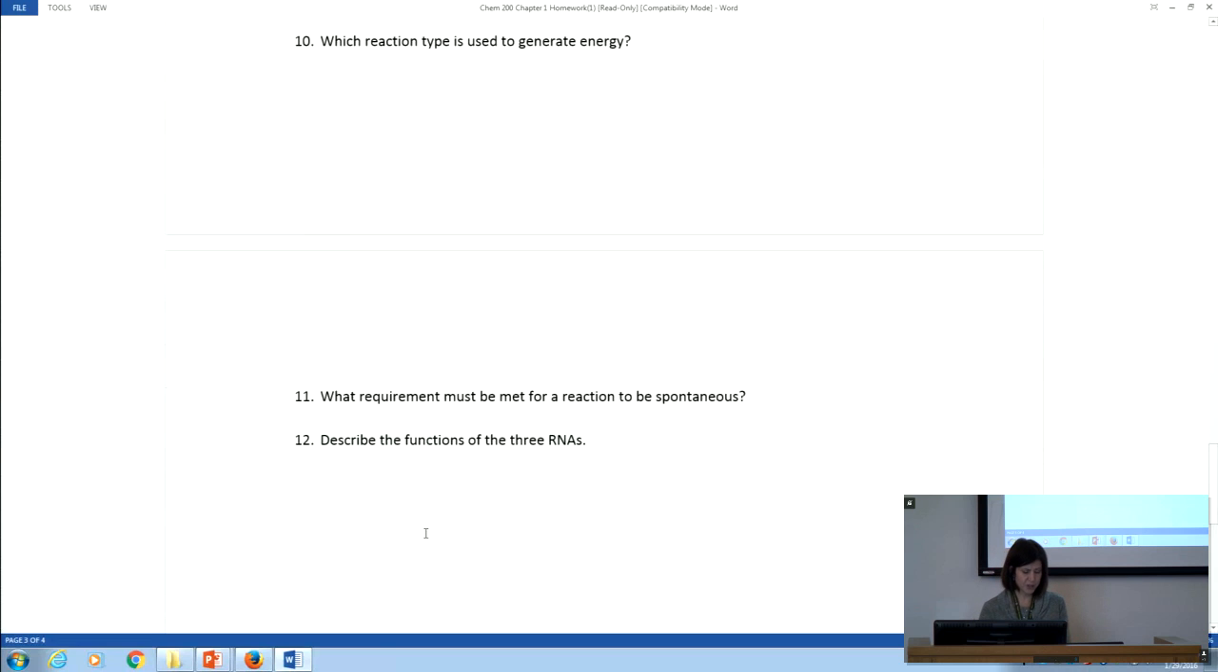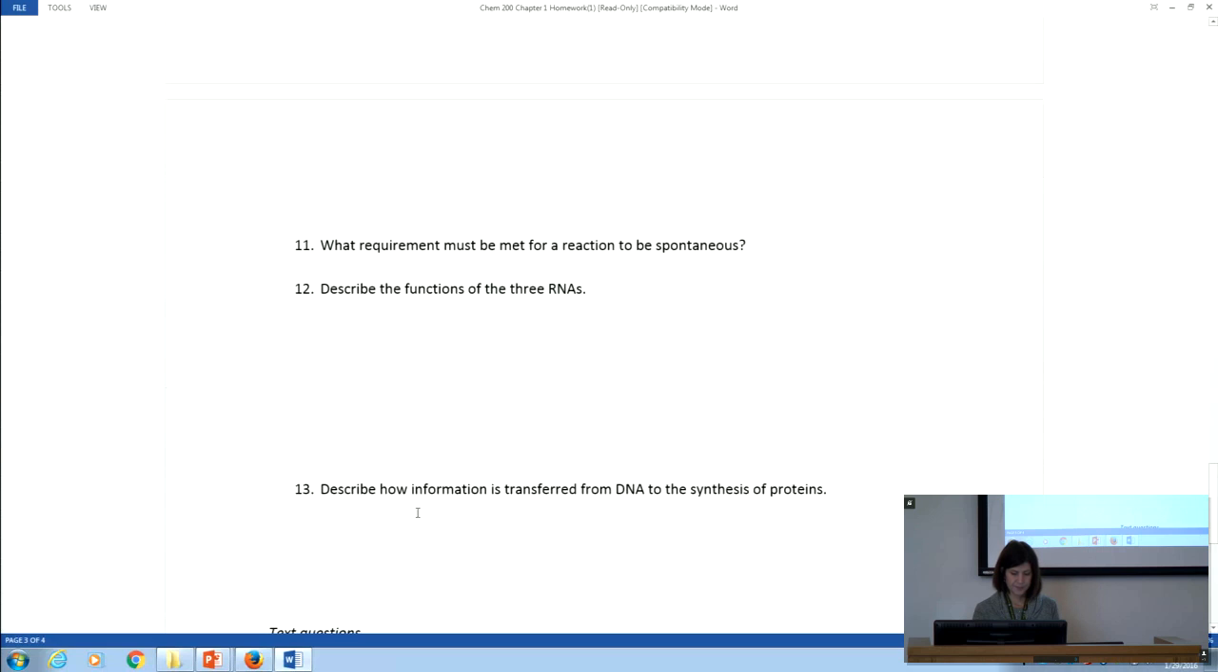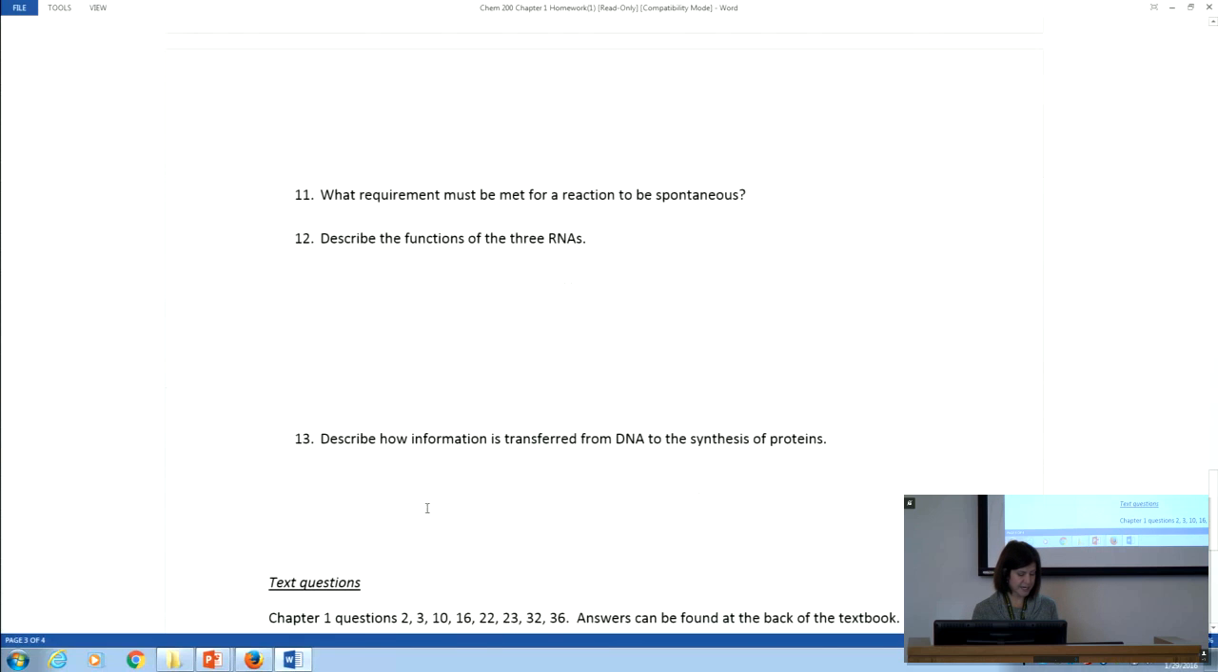You have messenger RNA that has the information for the amino acid sequence. Transfer RNA carries the amino acid, and ribosomal RNA helps make up the ribosome. And then DNA is transcribed onto RNA, and then in translation, the protein is synthesized from the three RNAs and our amino acids.